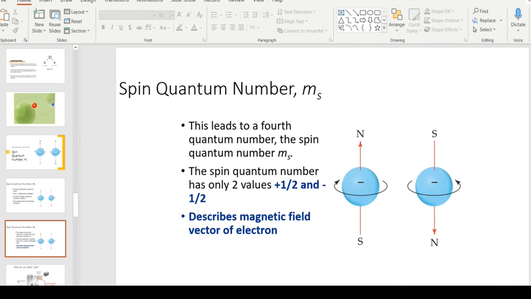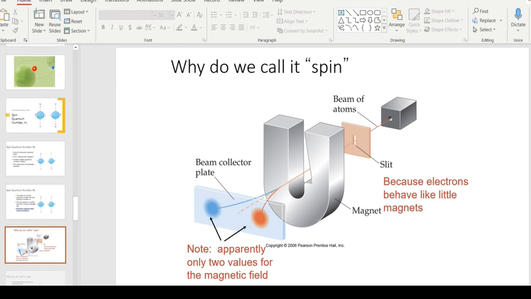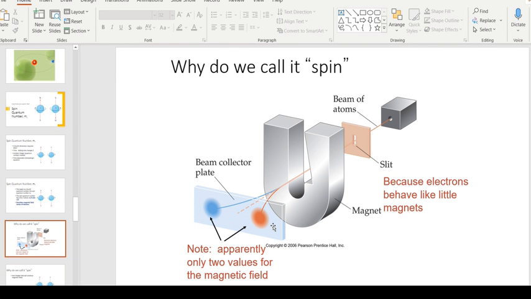So this leads to the fourth quantum number, the spin quantum number ms. The spin quantum number has two values, plus half and negative half. They describe the magnetic field vector inside the electron. So this is the kind of proof that they have developed. The electron has two different arrangements, that means clockwise and anti-clockwise, right?